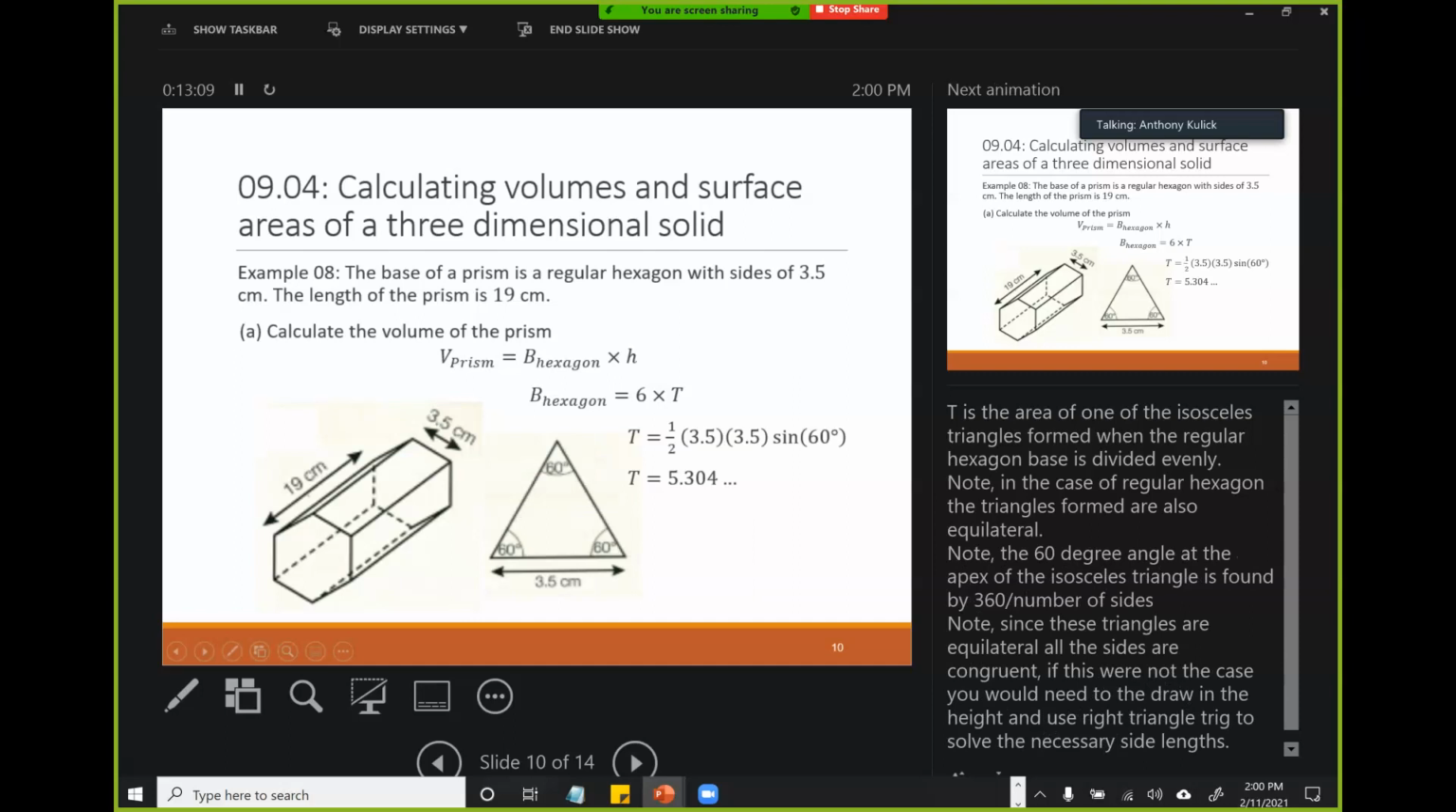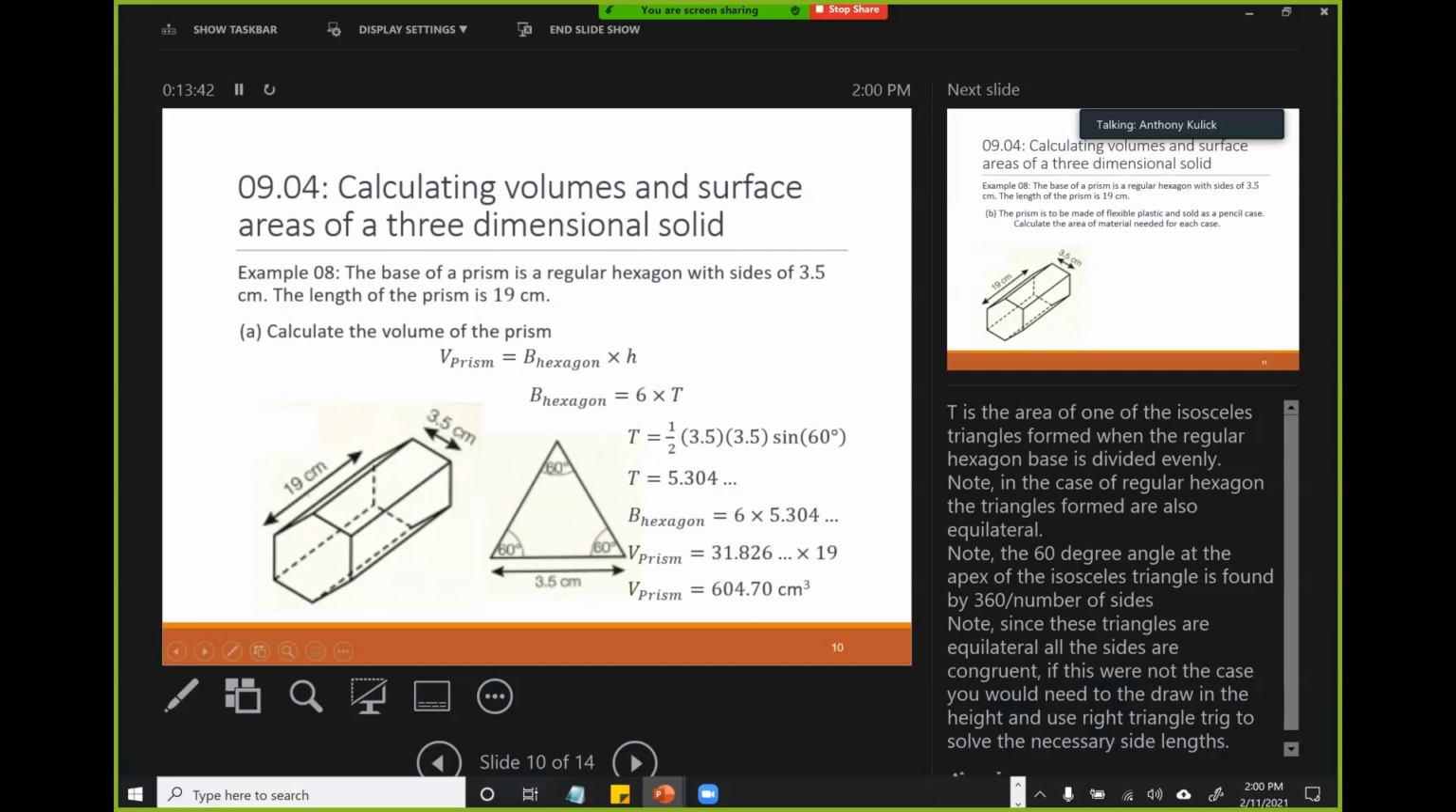So now that I have that, I can use my area formula for a triangle using sine, so 1/2 base times height, or I'm sorry, 1/2 AB sine C is what we called that. So it's 3.5, 3.5, and then the included angle. So the area of my triangle is about 5.3. So the area of the base of my hexagon is 6 times that. And the volume of my prism is then 6 times the 5.3 times the 19, or 604 and change.